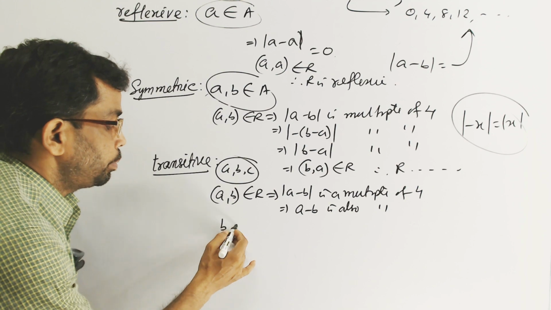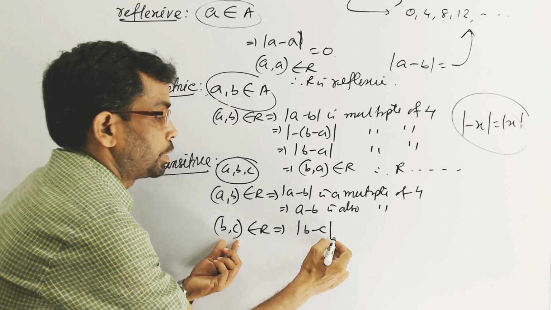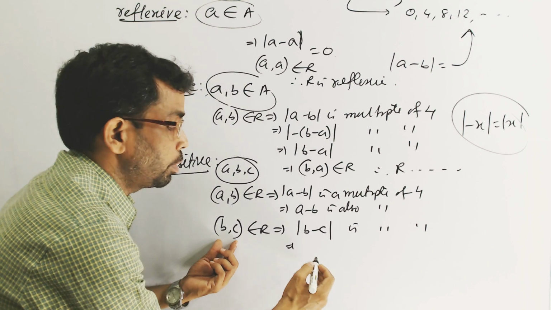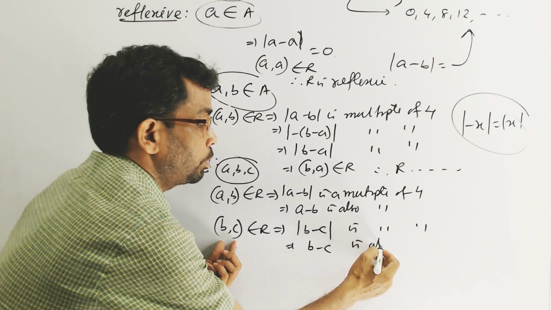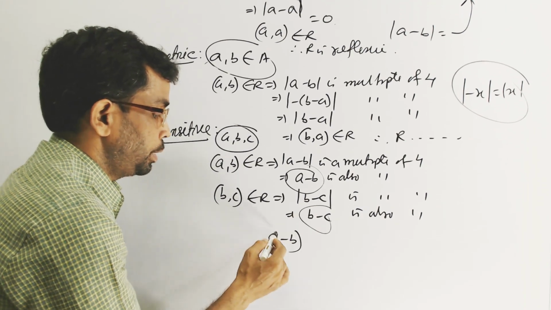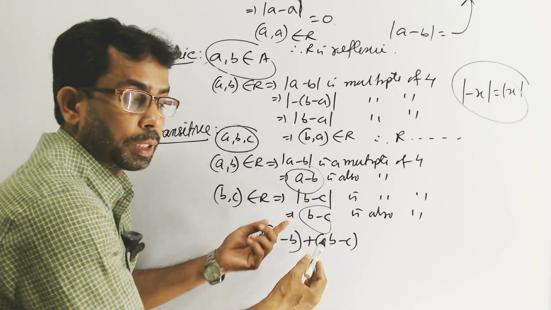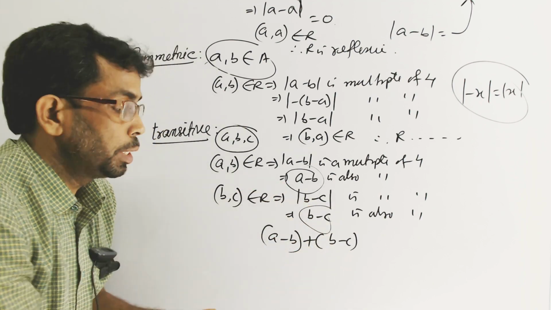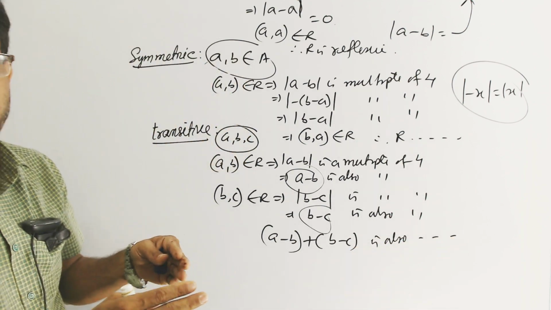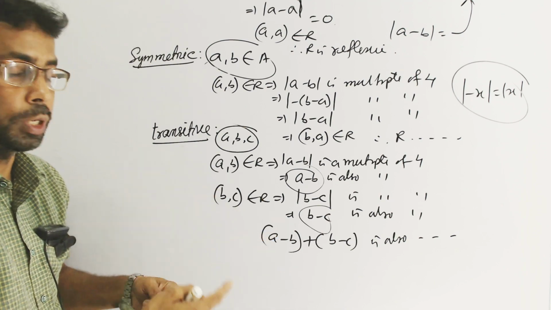Then if the pair (B, C) is in the relation, then their difference under modulus is also a multiple of 4. And if B minus C under modulus is a multiple of 4, then the number itself is also a multiple of 4, and then we can add these two. That means A minus B plus B minus C. This is a multiple of 4, this is also a multiple of 4, and when we add any two multiples of 4 it is also a multiple of 4. Like one multiple of 4 is 12, another multiple is 8, so if we add 12 plus 8 we are getting 20, which is also a multiple of 4.